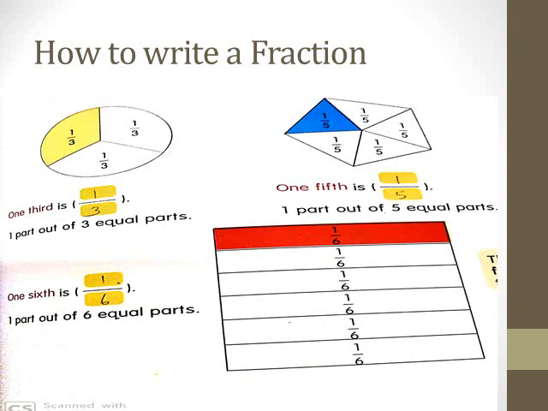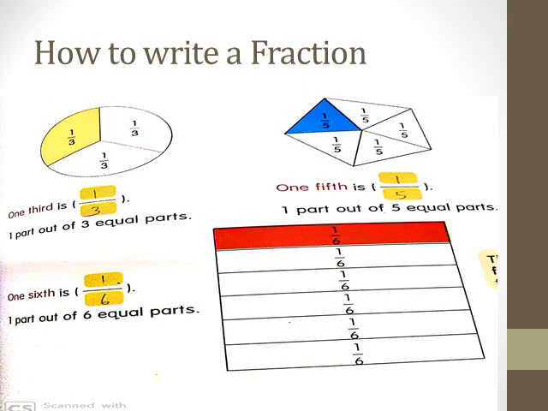For writing a fraction, start writing with the denominator. In the last slide we studied about the denominator, that the denominator is something which is telling you about the total number of equal parts.